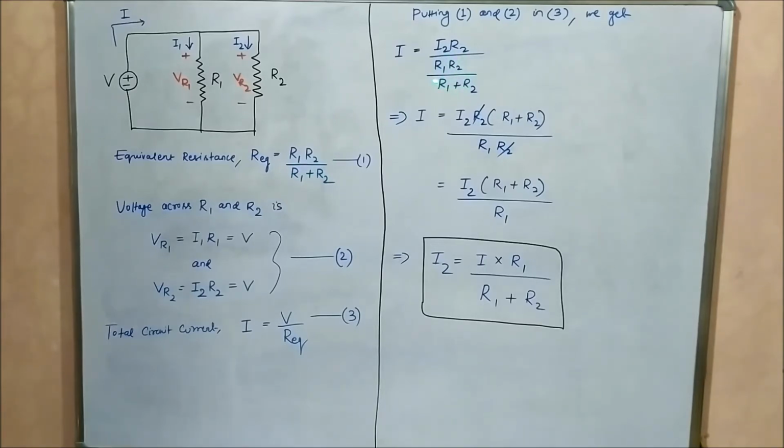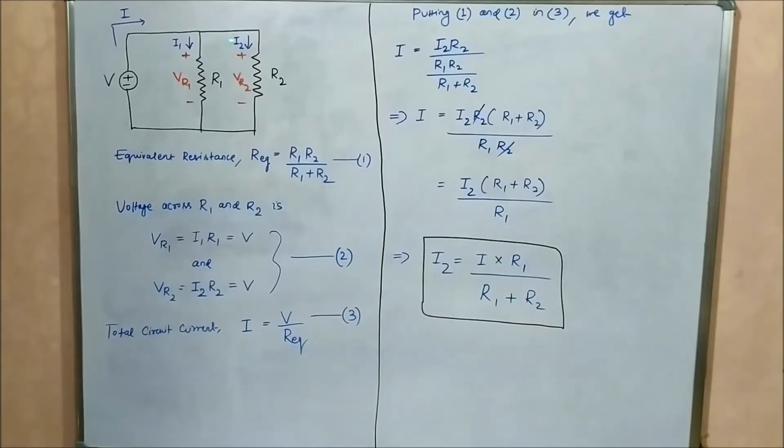So here again, this R1 plus R2 goes to the numerator, so it becomes I2 R2 into R1 plus R2 by R1 R2. R2 gets cancelled from both the denominator and the numerator, so we get the total circuit current I is equal to I2 into R1 plus R2 by R1. Again, this R1 plus R2 by R1 part we will take to the LHS side, so we can isolate this I2 value, and we get I2 is equal to I into R1 by R1 plus R2.